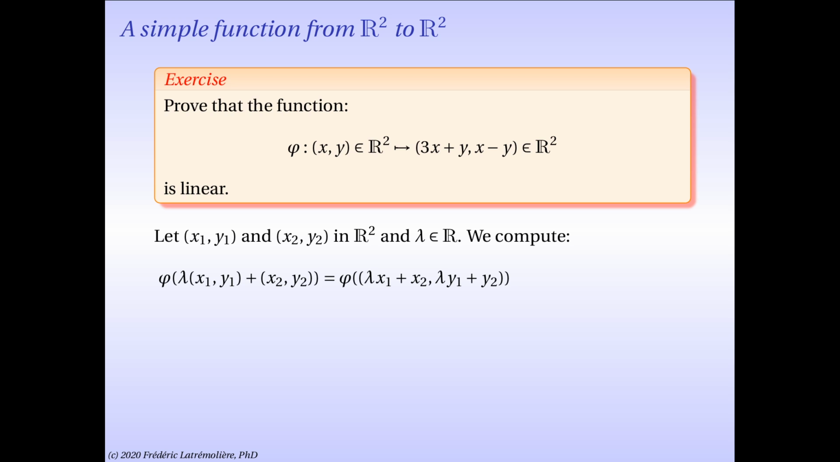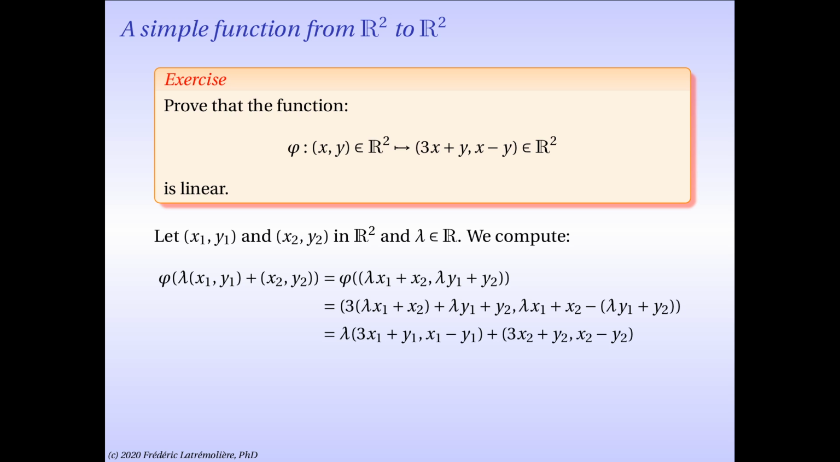We compute phi of lambda times our first vector plus our second vector. We simplify the argument of phi using the vector operations on R squared. We then actually apply phi. And we then try to make the quantities phi of x1, y1 and phi of x2, y2 appear, and guided by the characterization of linearity, the trick is to try and factor lambda.